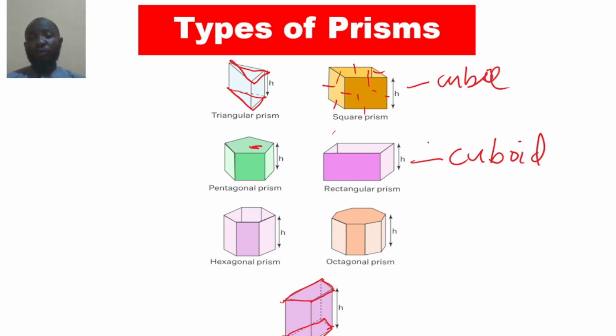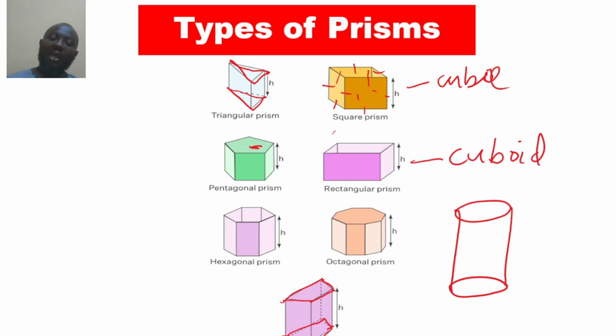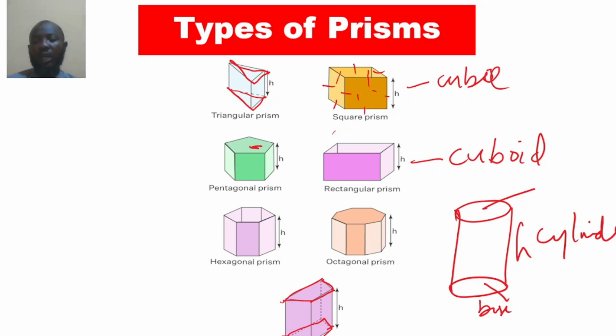I'm going to show you in this video how you are going to get their areas, surface areas. Then we also have the cylinder as well. The cylinder is also part of it. That one is a circular prism because the bottom and the top are in form of a circle. So this is a cylinder, so it's also a prism. All right, so this is the height, this is the base. I hope I'm making sense.